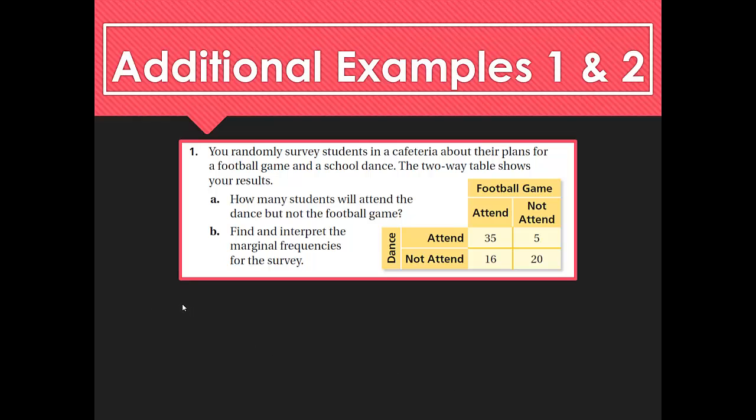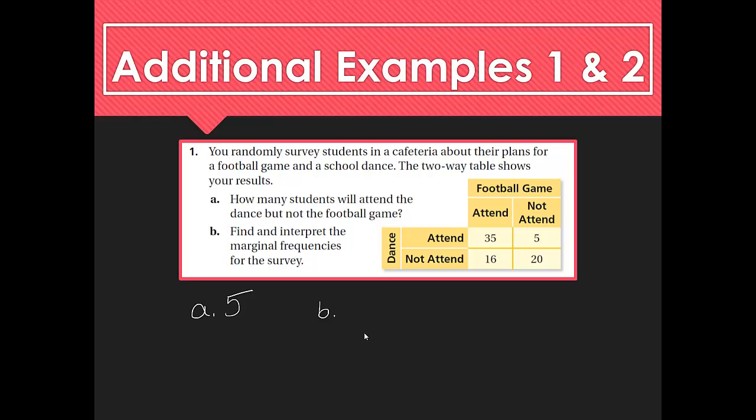A. How many students will attend the dance, but not the football game? So for A, if you look at attend dance, we see that 35 will attend the dance and they will attend the football game. And you see for attending the dance and not attending the football game that we have 5. We want to know how many students will attend the dance but not the football game, so that would be 5. So for A, we have 5 students. Now for B, find and interpret the marginal frequencies for the survey.